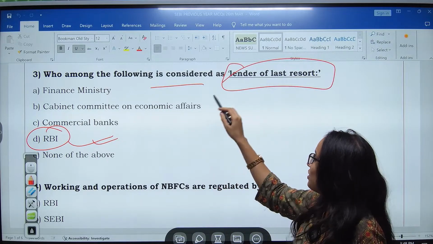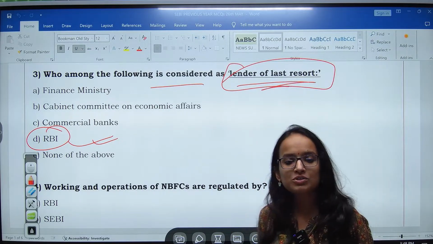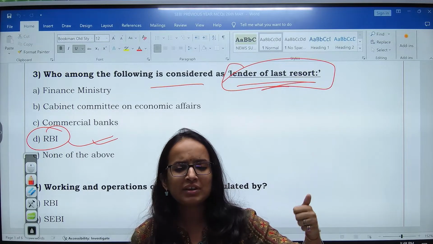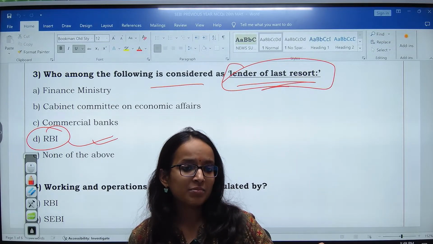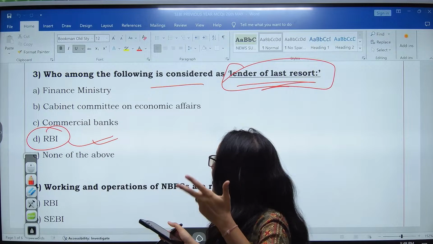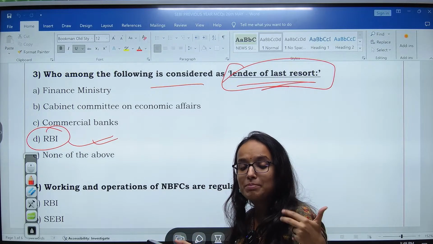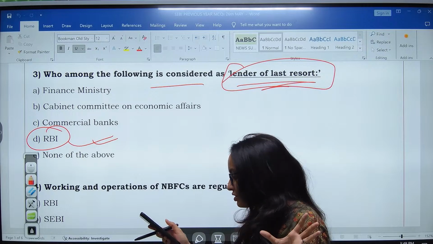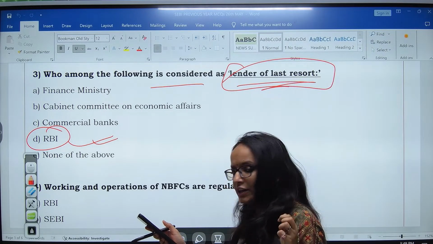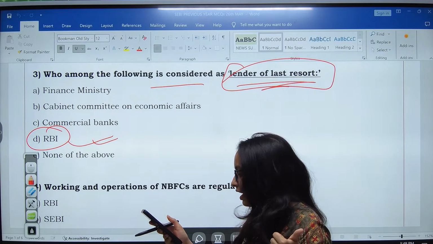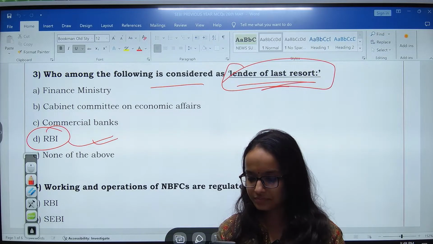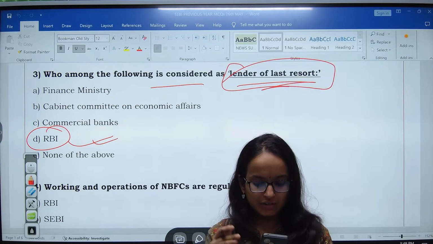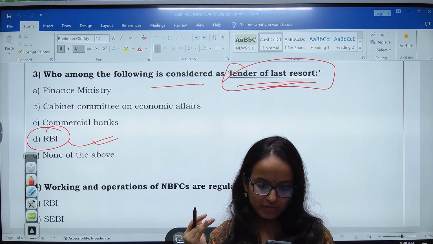Okay, so lender of last resort. You must all know that RBI is known for certain functions. Can you quickly name the functions of the RBI, the famous functions like lender of last resort, like banker to the bankers? Yes or no? These are certain famous functions of the RBI, right? Can you name a few other than this?